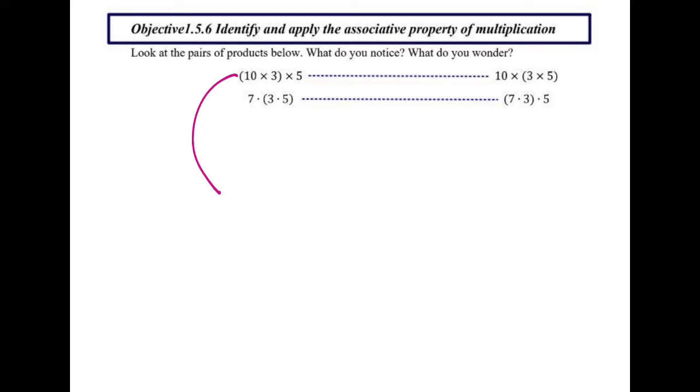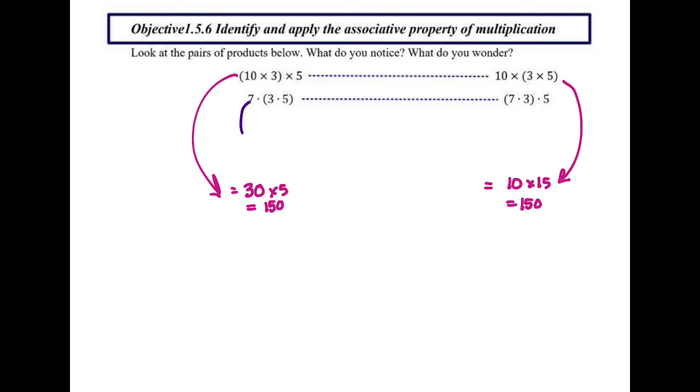The top one, 10 times 3 would go first, so it would be 30 times 5. This one would be equal to 150. And on this side, we would have 3 times 5 goes first, so 10 times 15, which is also 150.